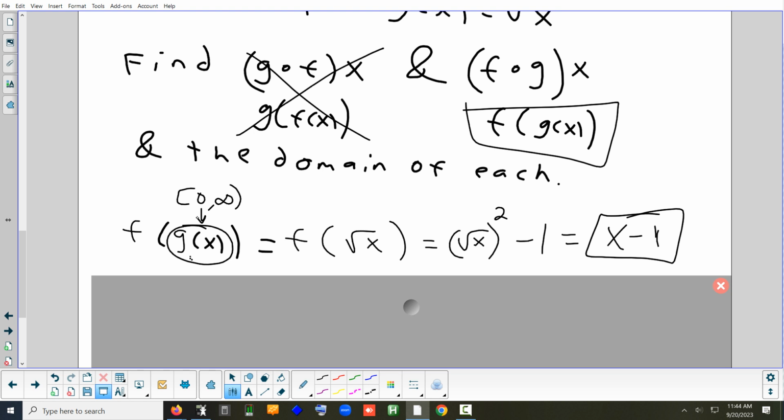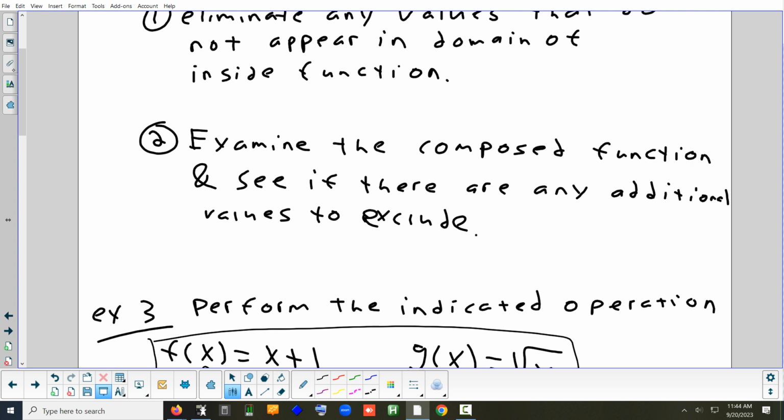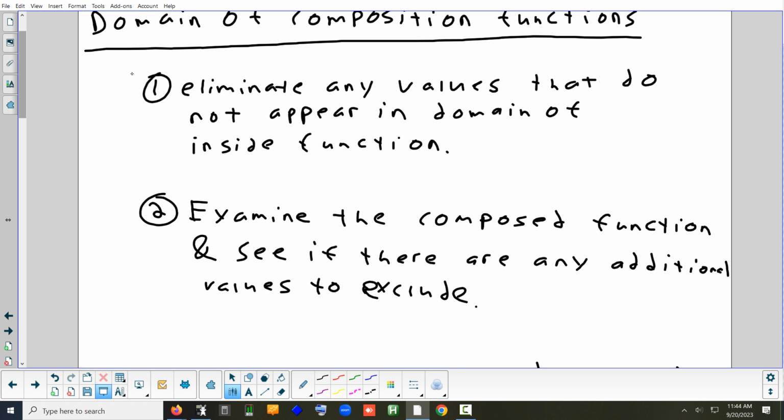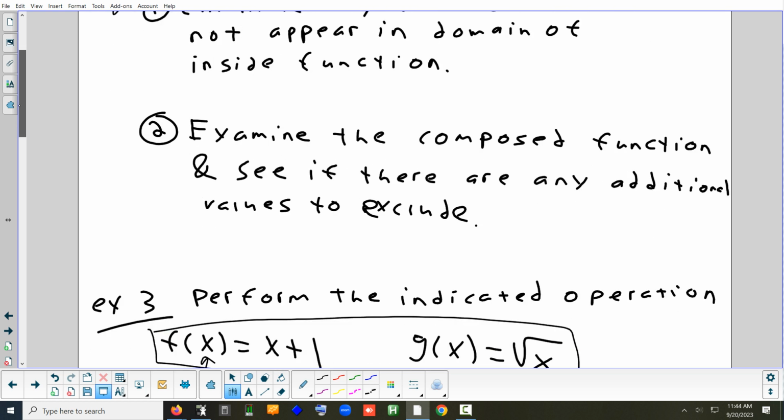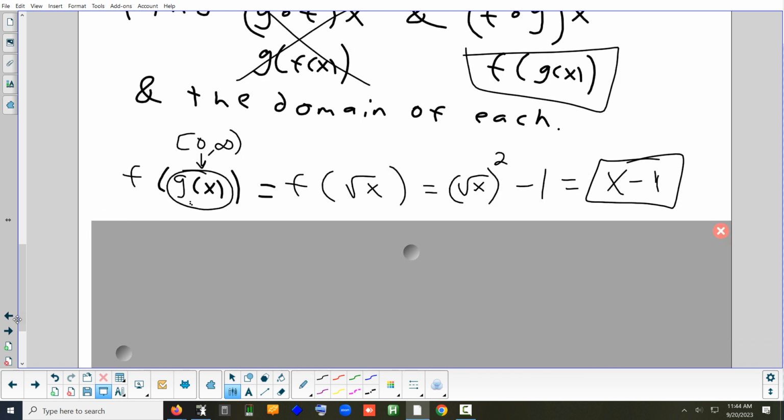Now, look at the final answer. We have to see, are there any more values we need to eliminate? So we've already eliminated any number that's a negative. Is there more? Well, does the final answer have a square root in it? No. Does the final answer have a fraction with a variable on the bottom? No. Then part 2 of finding the domain doesn't apply to this problem. When you look at the final answer, there are no additional values to exclude. So the only exclusion we had to make was from step 1. And so my domain comes completely from step 1 in this problem. So the domain is 0 to infinity.